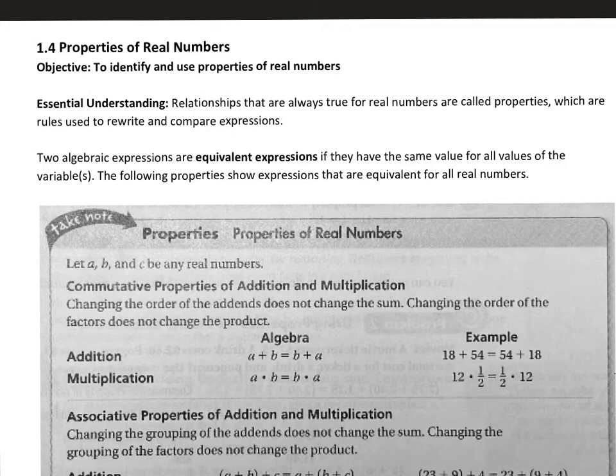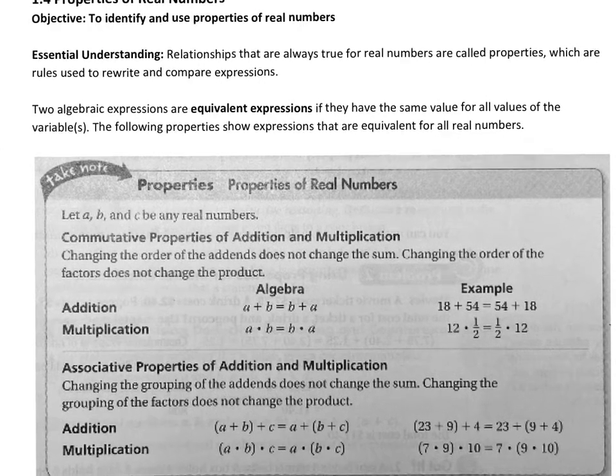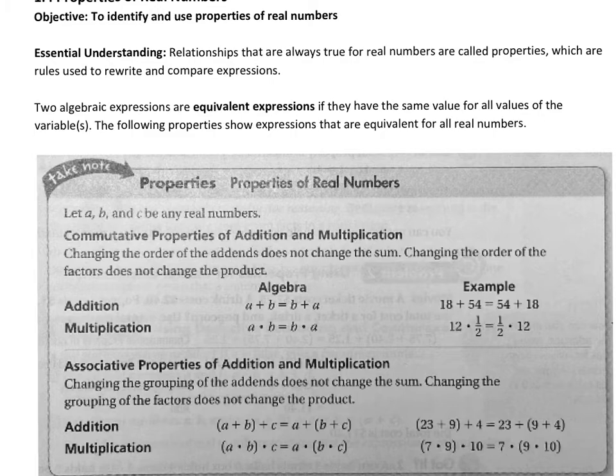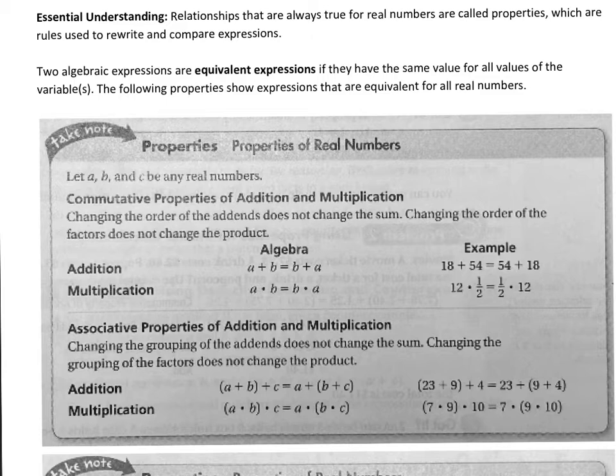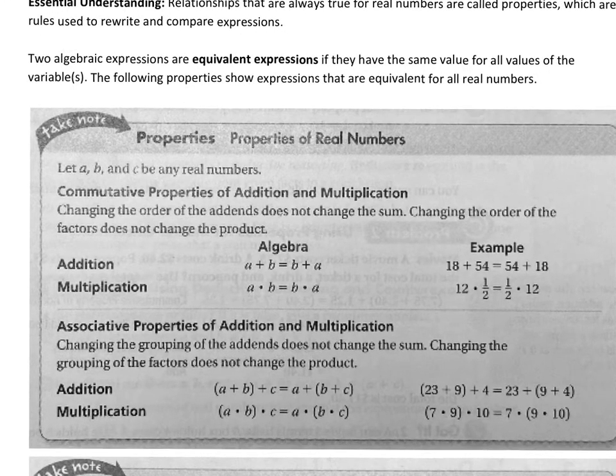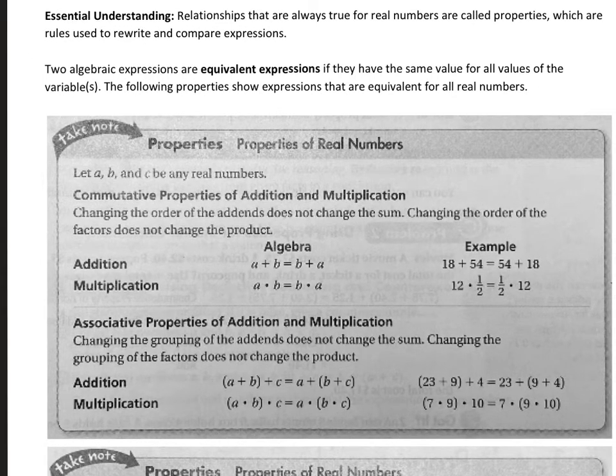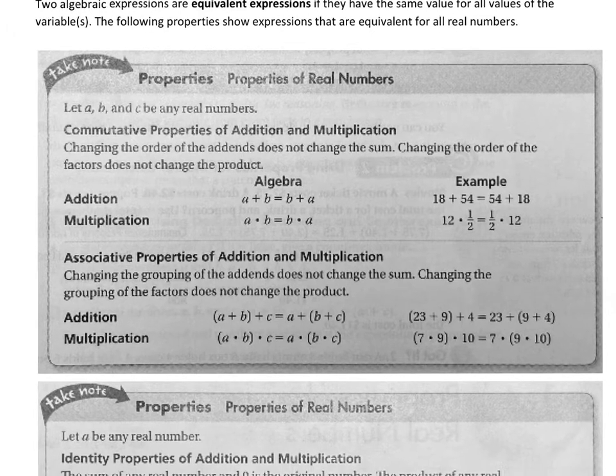An essential understanding here is that relationships that are always true for real numbers are called properties, okay? We use those rules to rewrite and compare expressions, which we're going to do a lot of in the next few units. So this is important to understand how real numbers operate. Two expressions are equivalent if they have the same value for all their variables. These properties show expressions that are equivalent for all real numbers. So any numbers we work with, these properties are going to hold true.